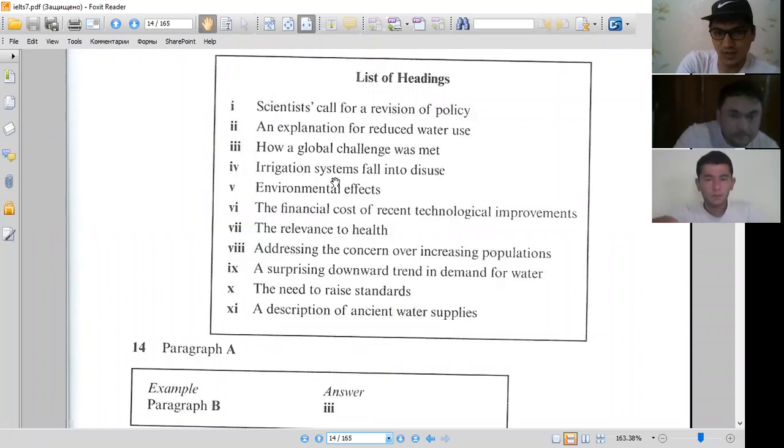So we couldn't find the keywords irrigation systems and which one? Financial cost. So there is no information about these. So the need to raise standards, okay?